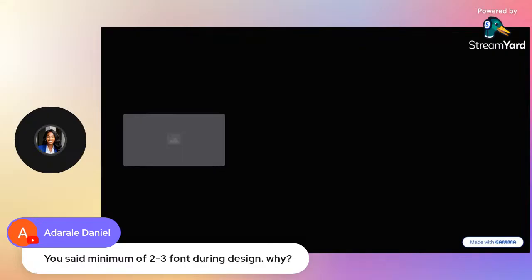Preferably, I would rather say stick to two, because that way we know that we're using Poppins and, let's just say, one other font. I don't know, the names are not coming to my mind right now. Whatever font you're using, the best bet is to just use two.